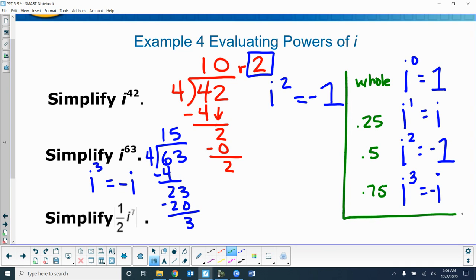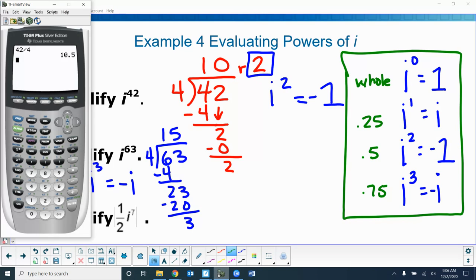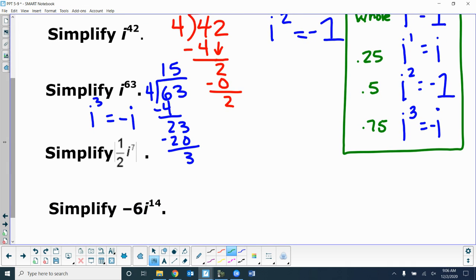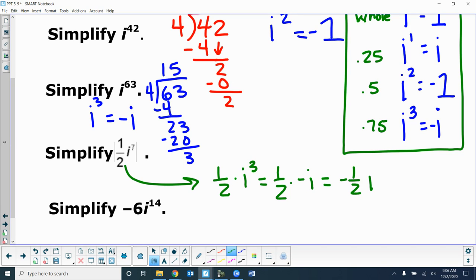Okay? All right, so if I do this one, there's a 7. I'll use my calculator. 7 divided by 4 is 1.75. So since it's 0.75, what's my exponent? 3. So this is like 1/2 times i cubed, which is like 1/2 times negative i, which is negative 1/2 i.